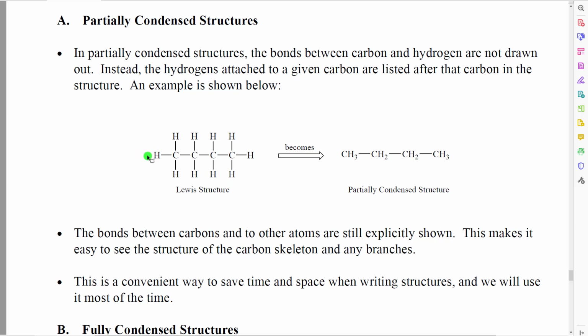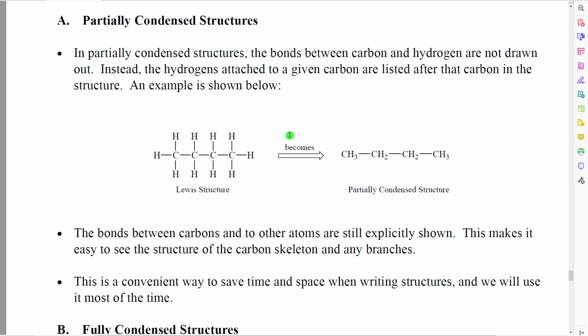Couldn't we just list the hydrogens immediately after the carbon to which they are attached? We would still draw the bonds between carbons. So this Lewis structure becomes this. We have a carbon with three hydrogens, carbon with three hydrogens. That carbon is bonded to another carbon that has two hydrogens, which is bonded to a carbon with two hydrogens, which is bonded to a carbon with three hydrogens.